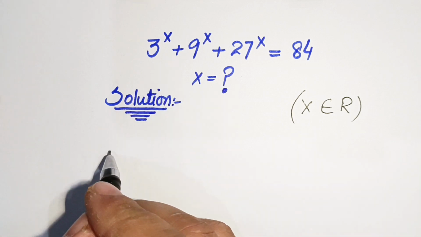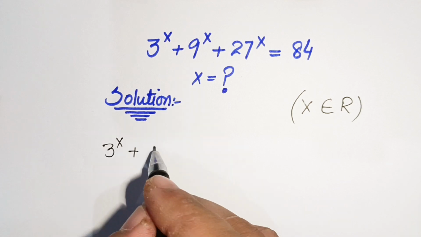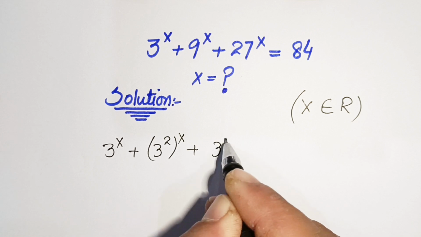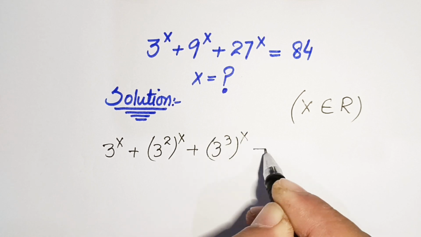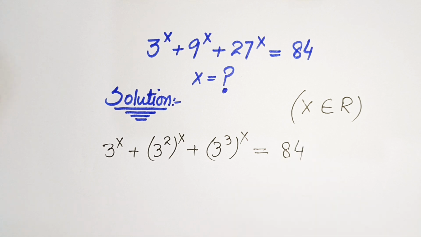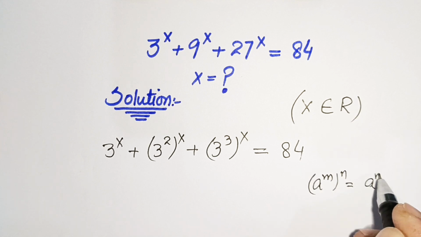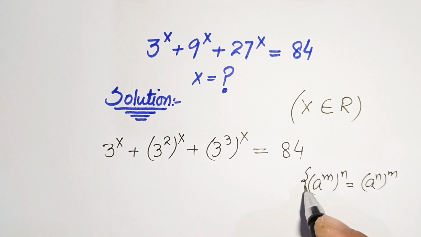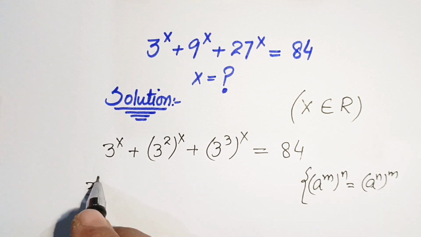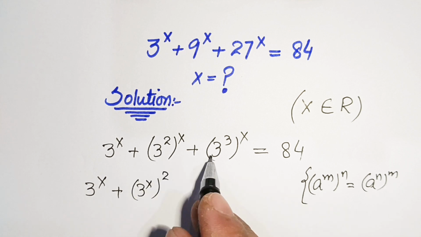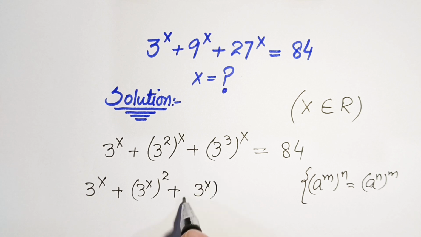Now starting our solution, 3^x plus 9, which can also be written as (3 squared) to the power x, plus 27, written as (3 cubed) to the power x, is equal to 84. By the exponential identity, (a^m)^n can be written as (a^n)^m, so there will be no difference. Now we write 3^x plus (3^x) squared plus (3^x) cubed is equal to 84.